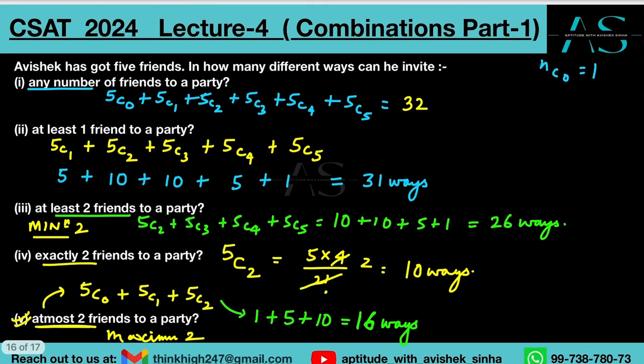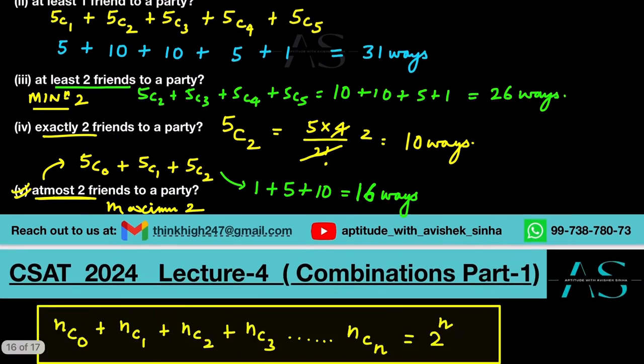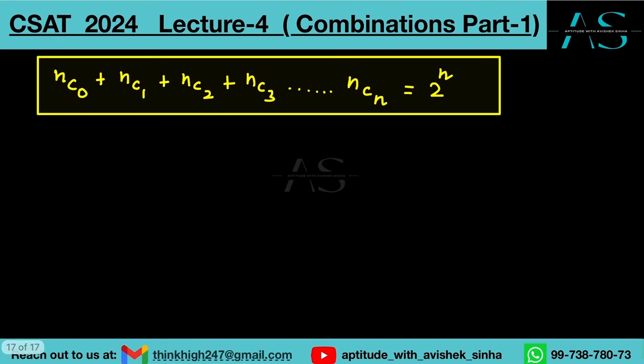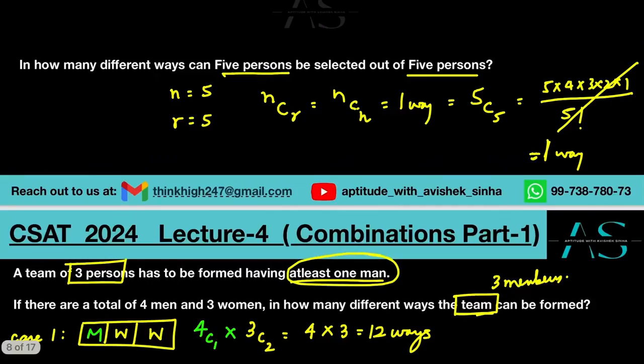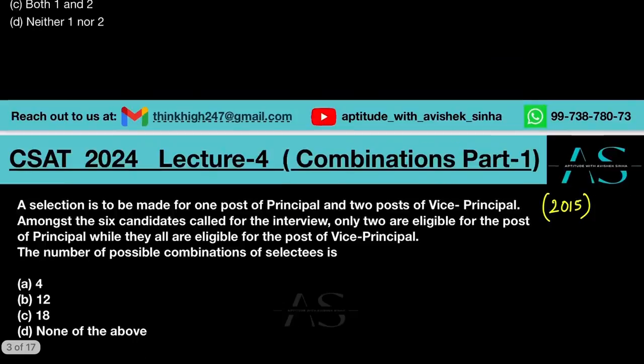Let's see. NC0, 5C0. So this is simply, as I said, 2 to the power n, or 2 to the power 5, which is also 32. I hope all of us are on the same path. Now, having understood this, let's do few questions quickly. And let's be done with the PYQs quickly.